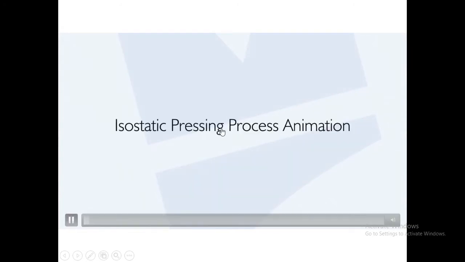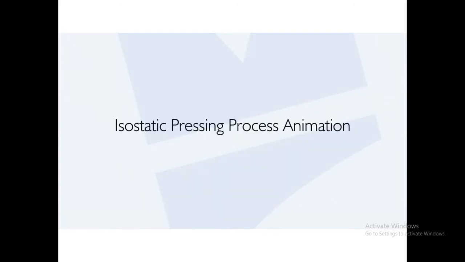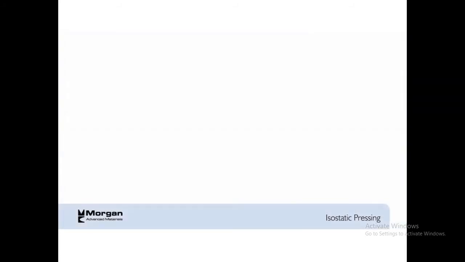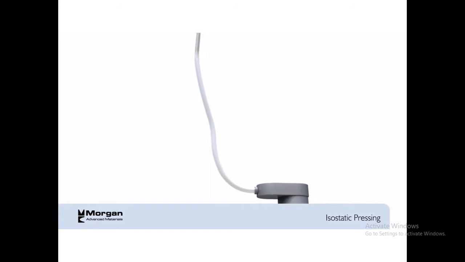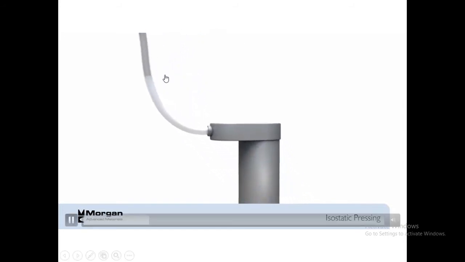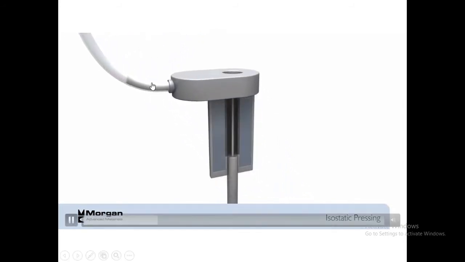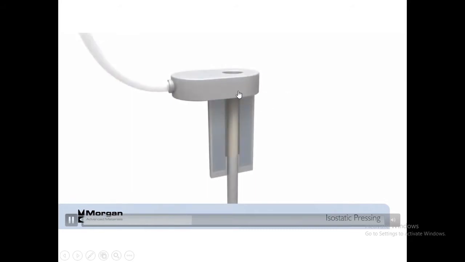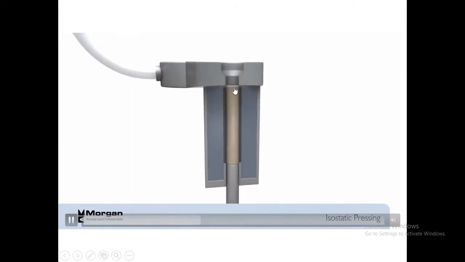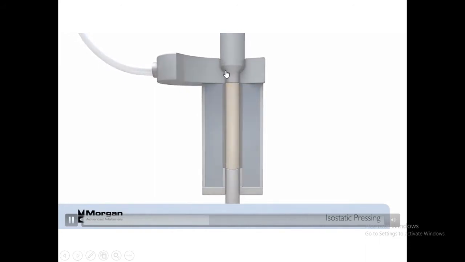The video which I am going to show here is an isostatic pressing process animation. That is what I explained. Stage 1, where ceramic powder is fed into a molding bag inside a container. Next, it is placed inside the mold cavity. After that, Stage 2, the press is then sealed. That is, it will be placed inside the vessel, and it will be sealed here. You can see here, it is being sealed.